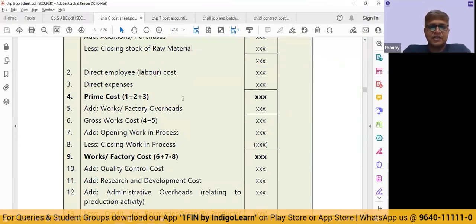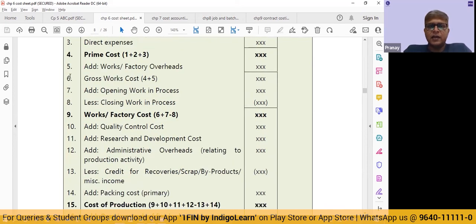Then, as we were discussing while addressing the doubt, we add all your works and factory overhead, and arrive at the gross works cost. We adjust for opening WIP, closing WIP, and arrive at the factory cost. Once we arrive at the factory cost, we have eliminated the impact of opening WIP and closing WIP. This cost is only in relation to the units completed.